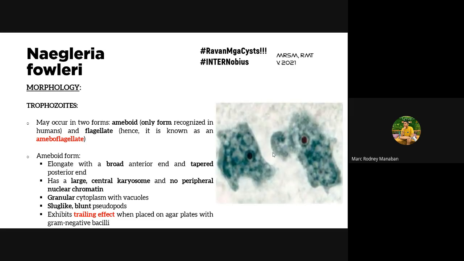So here's an example of your amoeboid trophozoite. Again, blunt pseudopods, as you can see, not sharp, the ends of the pseudopods. The cytoplasm is granular and vacuolated, and very important, a spherical nucleus with a large karyosome. So that is the most prominent feature we look for in Naegleria fowleri. It should have a spherical nucleus with a large central karyosome, a defining, prominent characteristic of Naegleria fowleri. Okay, all right. So that's for the amoeboid form.